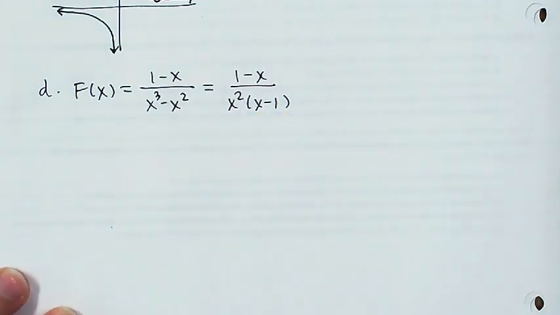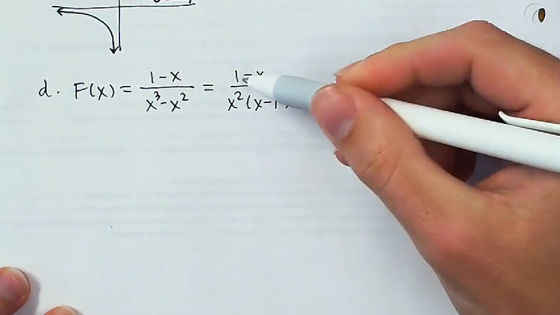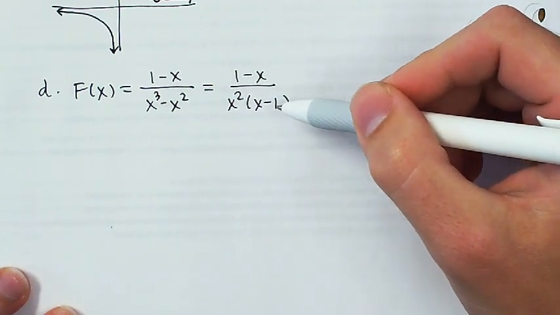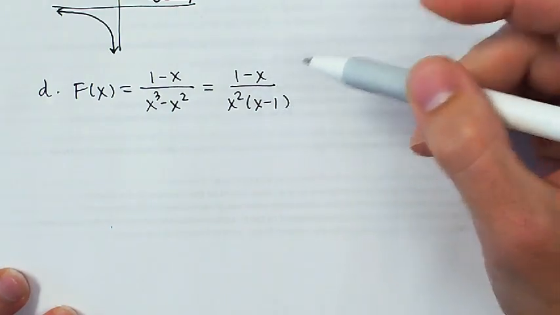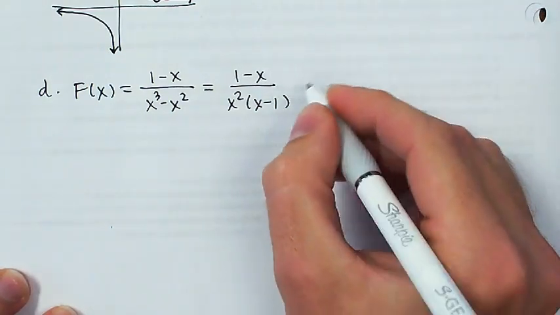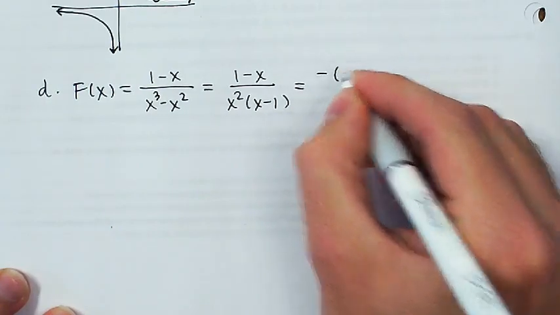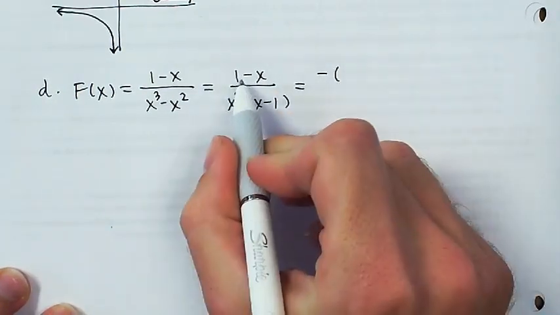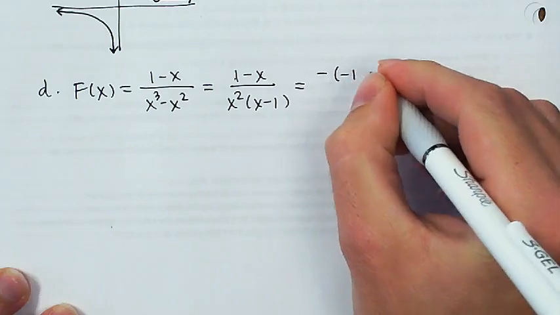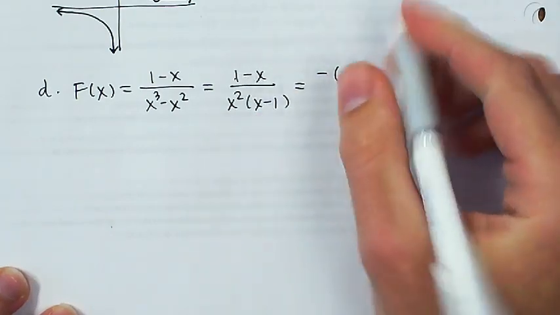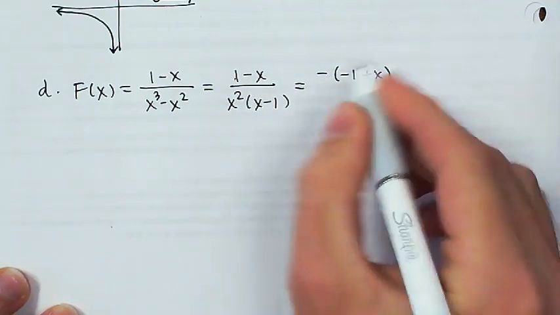Okay, what we'll need to know is that 1 minus x and x minus 1 are almost the exact same thing. They're just off by a factor of negative 1. So I'm going to factor the negative out of the top. If I factor a negative out, what do I multiply negative 1 by to get positive 1? That would be negative 1. What do I multiply negative 1 by to get negative x? That would be positive x.